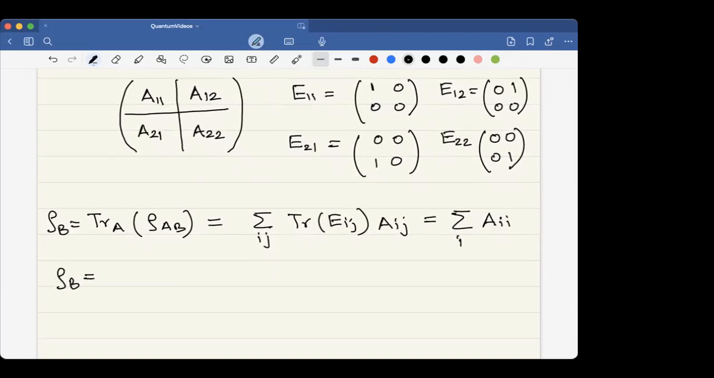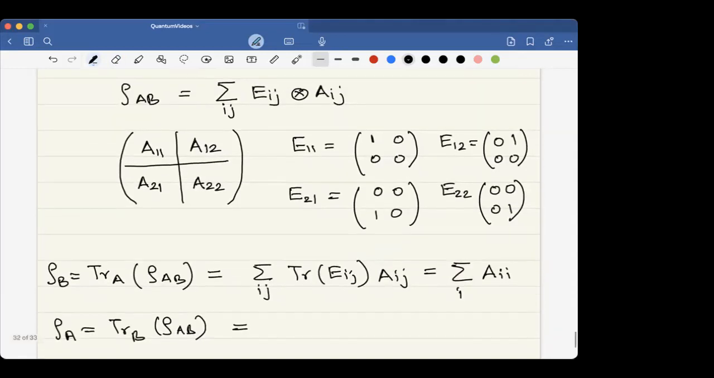On the other hand, if I do a partial trace over the second system, I should get a state in the first subsystem. So I should get rho A. This is the trace over B of rho AB. So now if I do that, I have my initial state over here, and I should get the summation over ij of Eij times the trace of Aij.